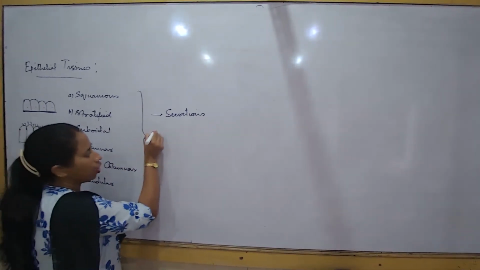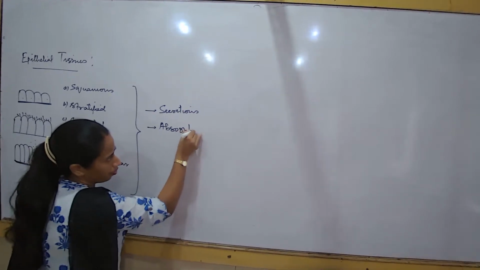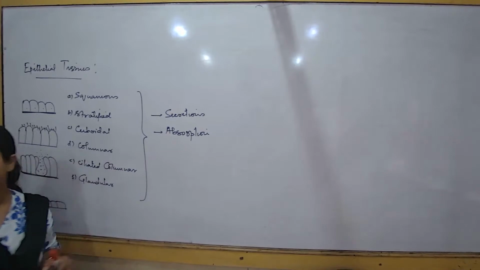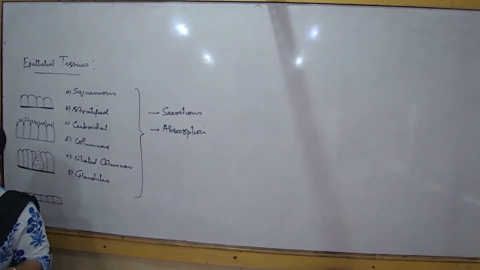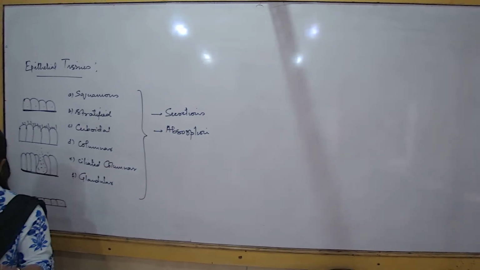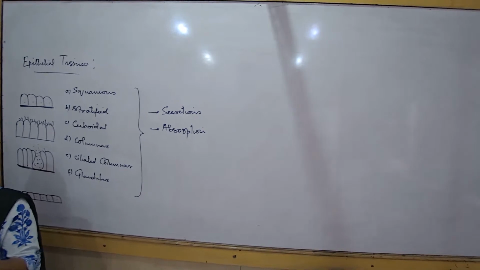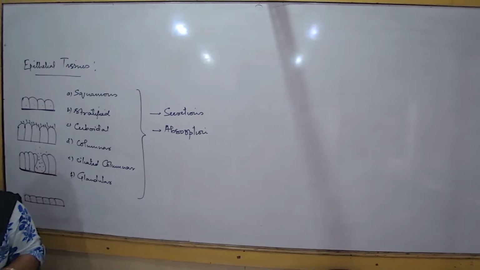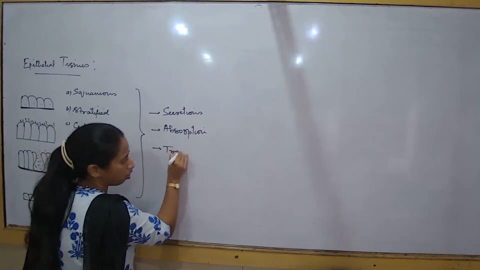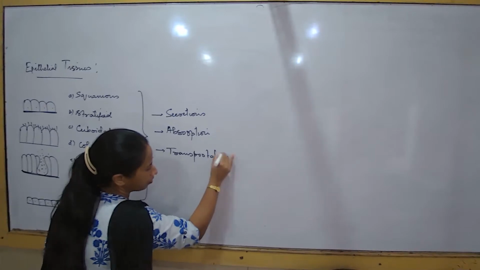What else? What can be some other function that they would show? They would show functions like absorption. What is the meaning of absorption? Taking in. The epithelial cells would have the capacity of taking in nutrients or water or certain substances from the surroundings. Secretion, absorption.